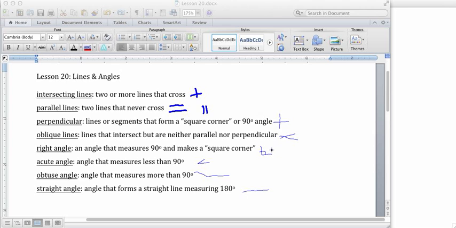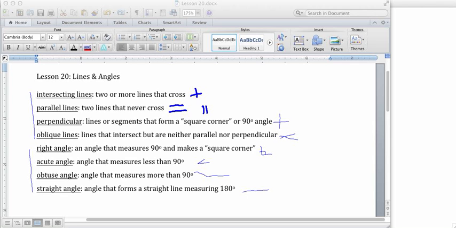Okay, then we have angles. So these first four are lines, and these last four will be angles. So here we have a right angle. Think of a corner of a piece of paper. It's an angle that measures exactly 90 degrees. An acute angle is an angle that measures less than 90 degrees or smaller. An obtuse angle measures greater than 90 degrees. And a straight angle forms a straight line and is 180 degrees.